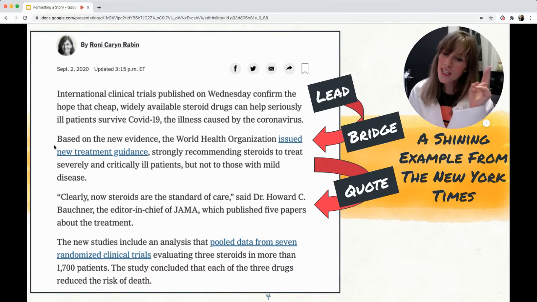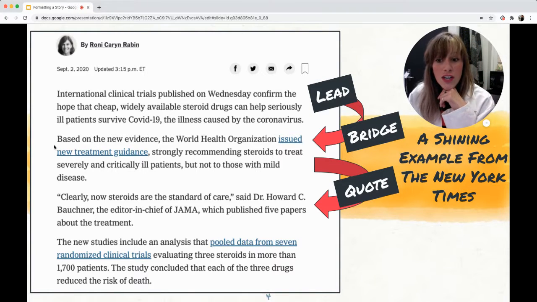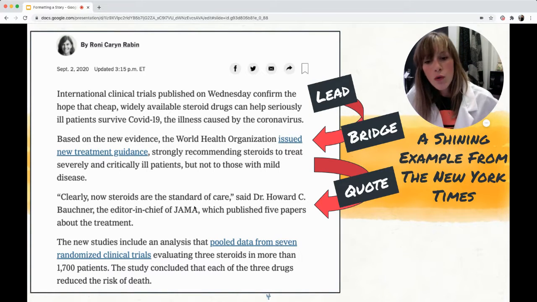Then, quote, "Clearly now steroids are the standard of care," said Dr. Howard C. Bauchner, the editor-in-chief of JAMA, which published 5 papers about the treatment. Where we have "which published 5 papers about the treatment" right here, you see that with my mouse? That is trying to explain to us that that's giving the credibility to who this person is. So that's the point there.